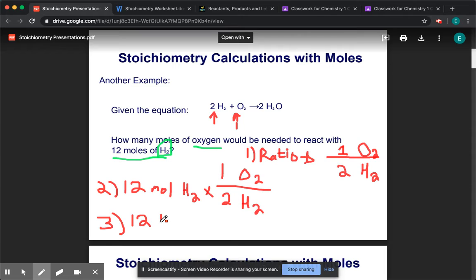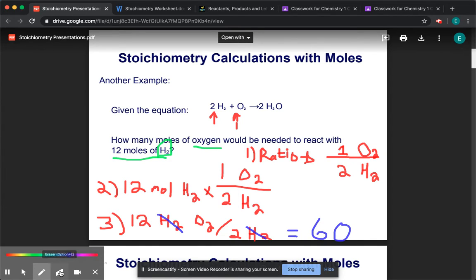I'm going to write out everything so you can see the cancellation. So you're going to get 12 H2, because you have to think about it like units. Okay, 12 H2 times O2 over 2 H2. What happens to the H2s? The H2s cancel out, and you're left with just O2, and your final answer is going to end up being 6. Not 60. So let me be careful with that. 6 O2. 6 moles of O2.